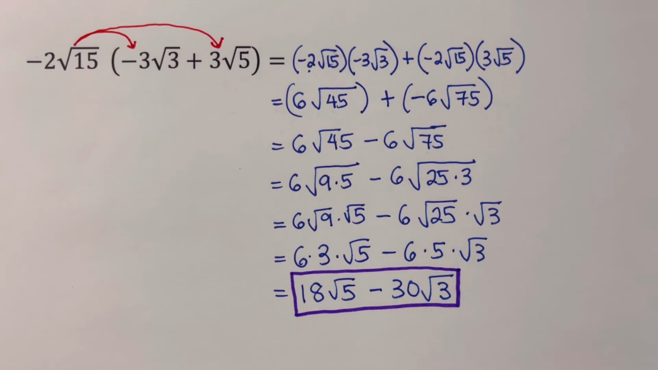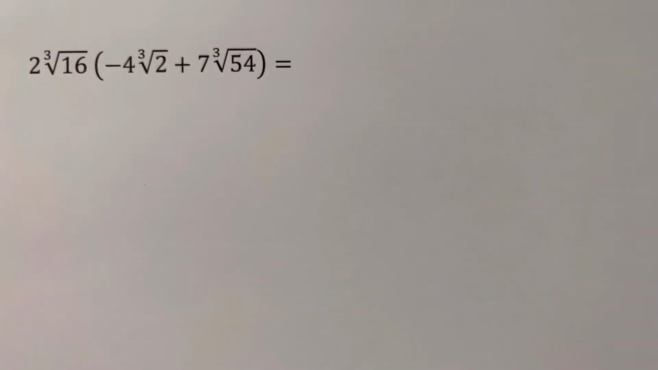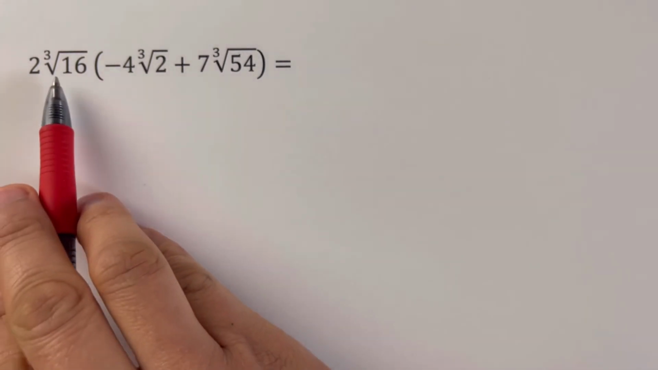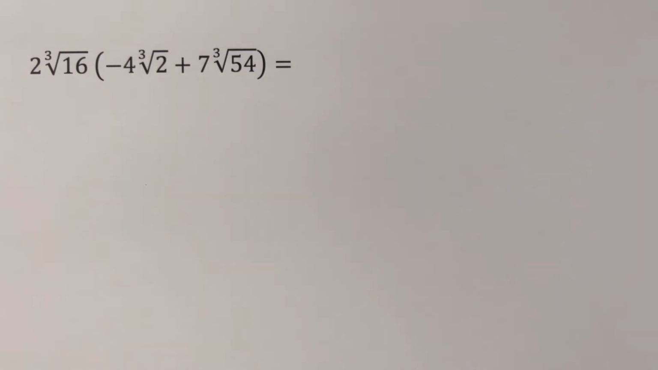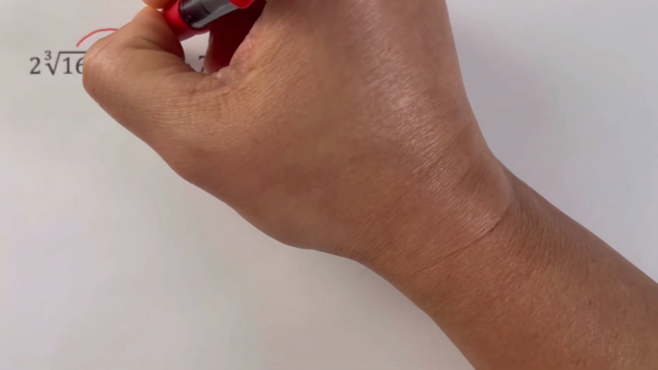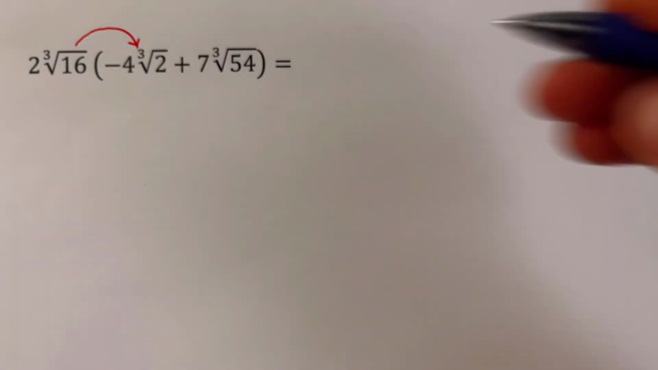Now let's move on to the next example. In the previous examples, we had square roots. The same rule works for cube root as well. So in this case right here, we have a distributive property still because we have one term outside the parentheses and two terms inside the parentheses. So we can go ahead and multiply these two together. So I'm going to write it out here.